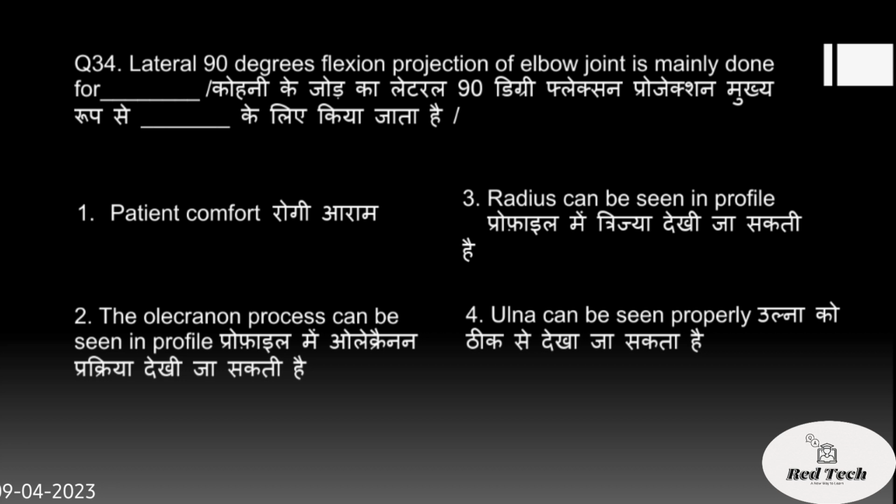When we do the elbow joint AP projection, we can easily see the radius, ulna and humerus very properly, but unfortunately we can't see the olecranon process. So for the olecranon process we do the 90-degree flexion projection of the elbow joint. So option number second is the correct answer. Olecranon process can be seen in profile. For the olecranon process we do the lateral 90-degree flexion projection of elbow joint.